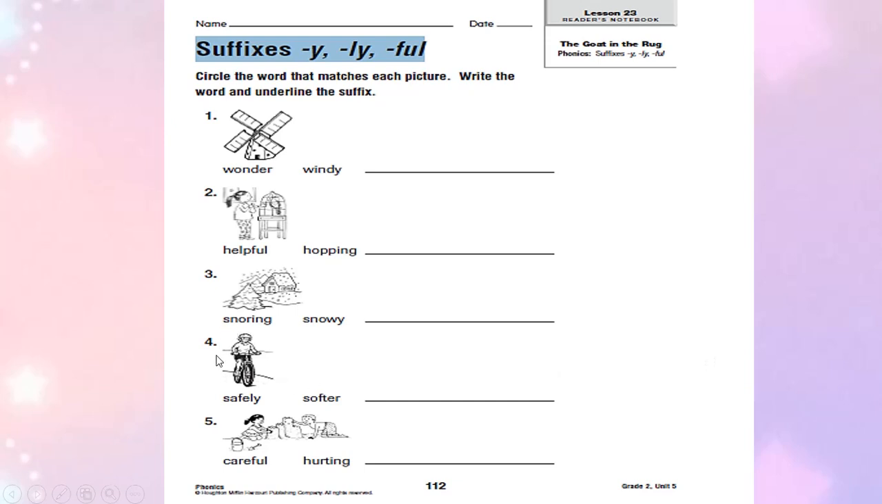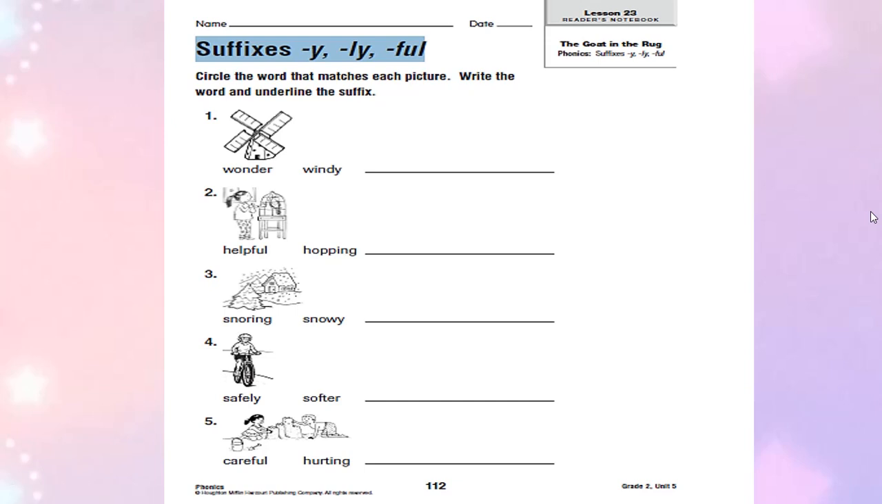How is the boy in number 4 riding his bike? Is he riding it safely or softer? Write the answer down and please underline the suffix. And the last one. How can you describe these kids? Are they careful or hurting? Please write down the answer and underline the suffix.